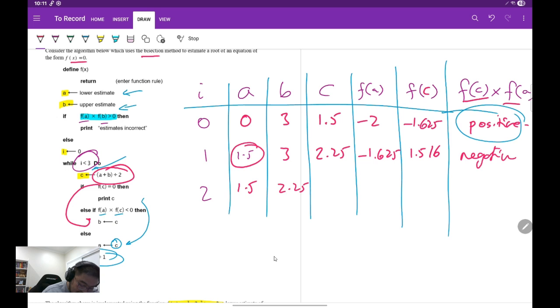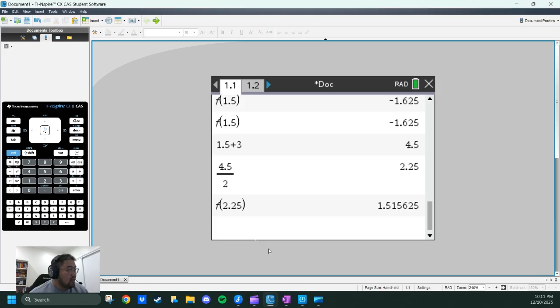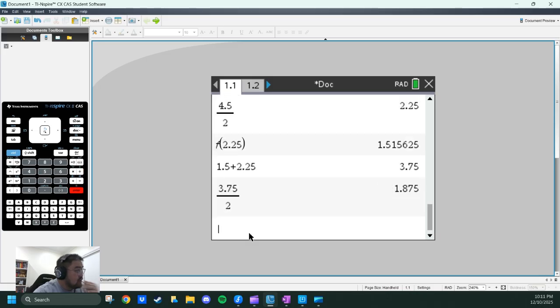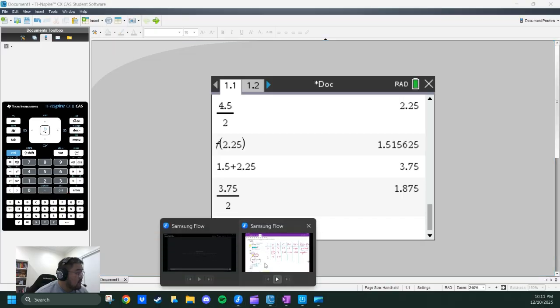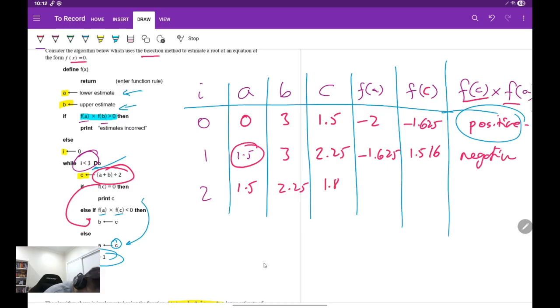And so from here, when we do this, we've got to find what's the c value again. So the c value will be 1.5 plus 2.25 divided by 2, which is equal to 1.875. So that's 1.875. And then you would do the process again, and then you would update the values.